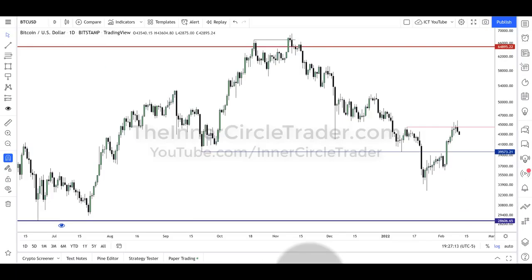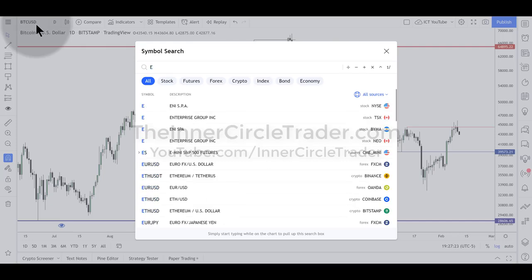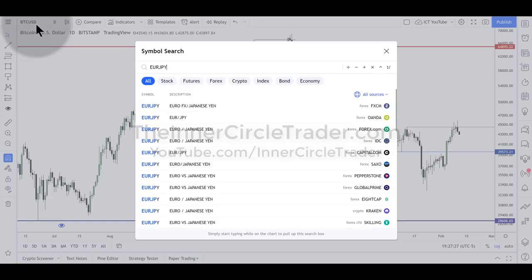Taking a look at TradingView, and I promise this is going to be a really short one tonight. Let's go to Euro. Whenever I'm looking at data from TradingView, this is the data feed I use for Forex pairs only, Forex.com. I don't want to use Oanda. Definitely not them.